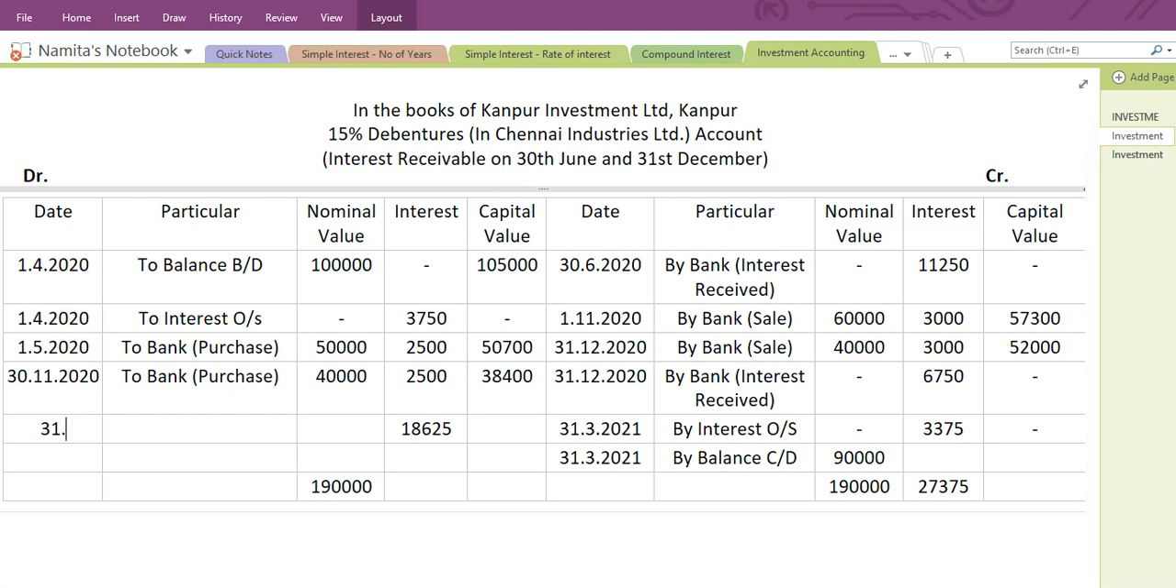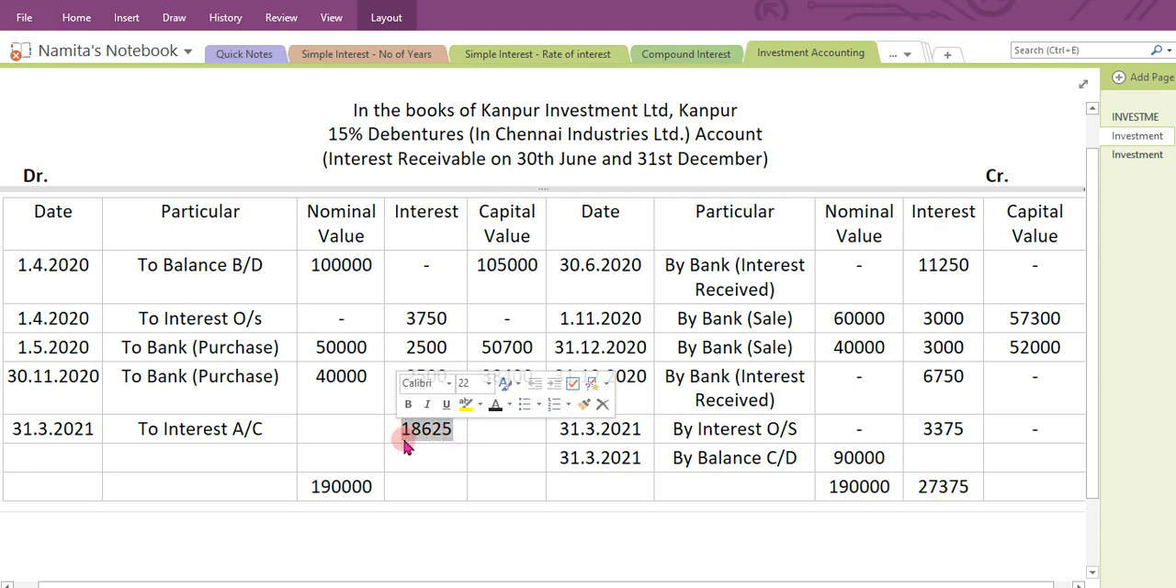This interest we will write on 31st March 2021. So the difference you have to write to interest account. Interest side is more and debit side is less. So whatever is the difference, the difference is 18,625, so the difference is written. So now the interest side will tally.